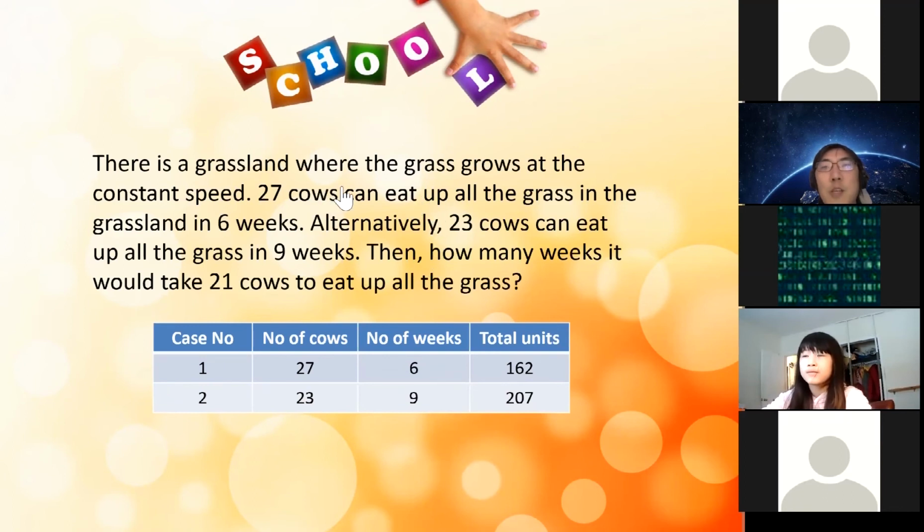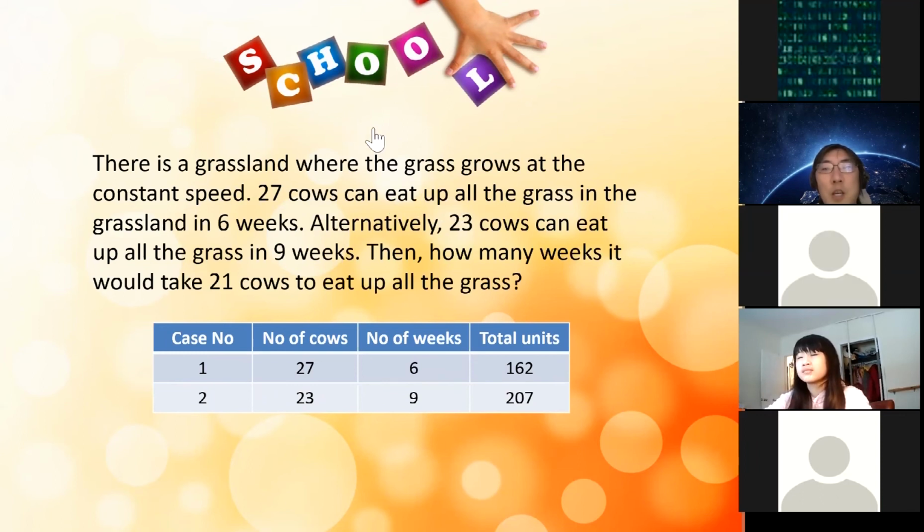Remember, what is a unit? A unit is the amount of grass one cow eats. 6? No, it has nothing to do with 6 yet. I'm not talking about the 6 weeks. I'm only talking about 1 week. Oh. Okay, 1 week. In 1 week, 27 cows can eat how much grass? How many units? A unit is 1 cow eating in 1 week. How much do 27 cows eat in 1 week?